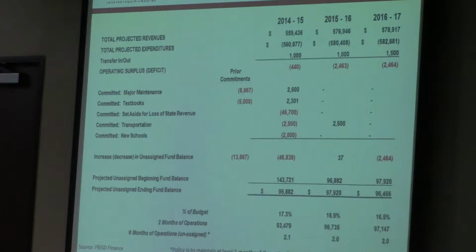Do we have any other questions from the trustees? I just had one, Mr. Bassett, on the slide 2014-15, the set aside for loss of state revenue, 46.7 million. Now, is that in the assigned? It'll be in the committed category. Okay, so right up there I'm showing 2 months of operations, but we've got a month's committed in there, so we really have 3. Yes, sir. Okay, thank you.